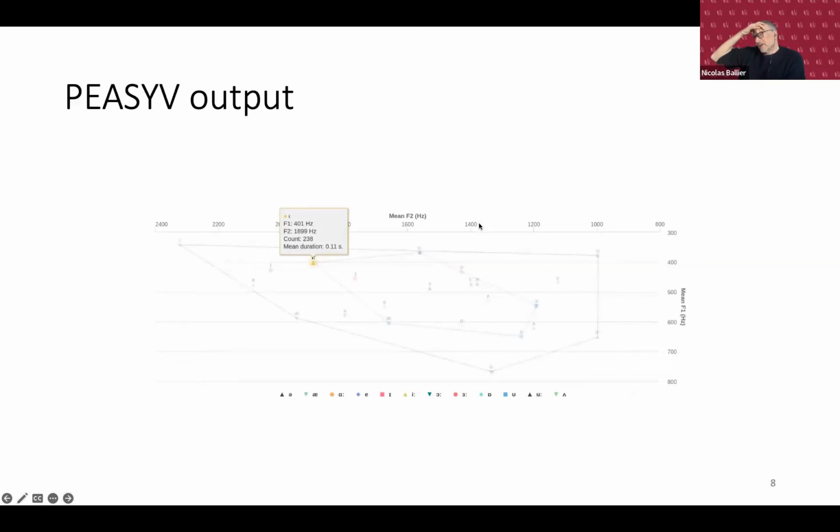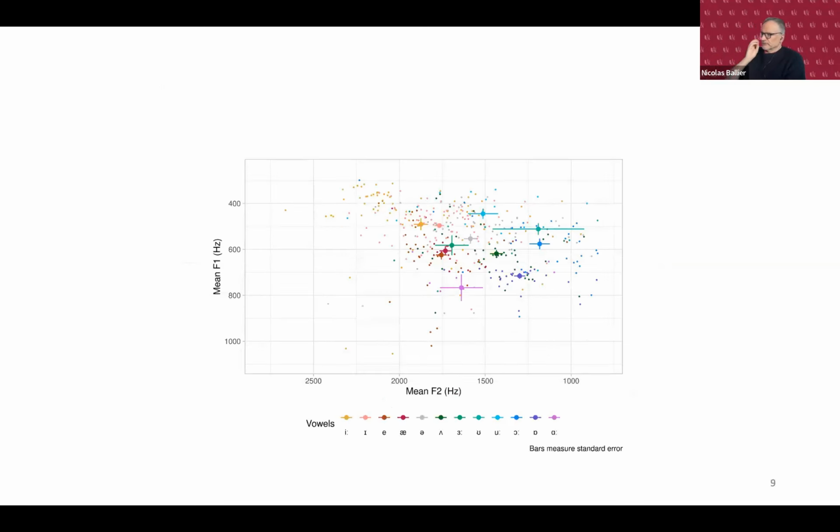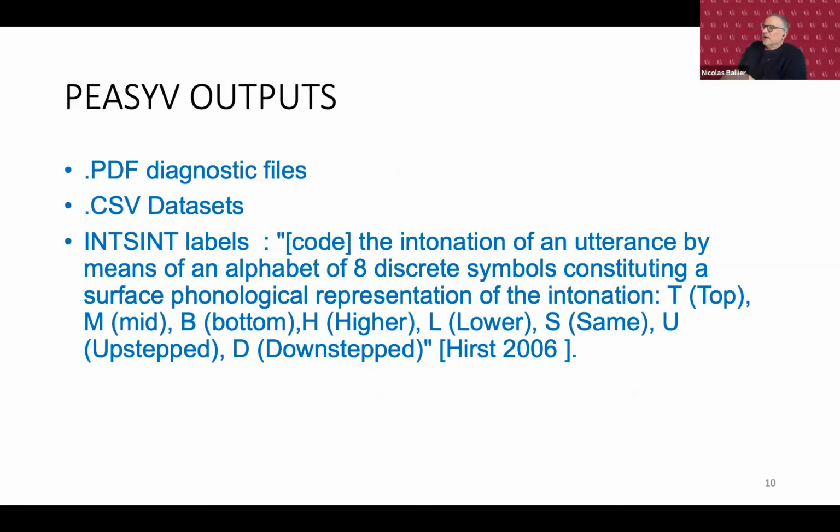There's an HTML rendering where we can look at individual plots, and we can see the different counts and the different means of formants that we have. And we can also do more elaborate plotting with standard deviation. So in a nutshell, we have a certain number of diagnostic files. We have CSV datasets, TextGrids, and the INTSINT labels I mentioned for prosody.